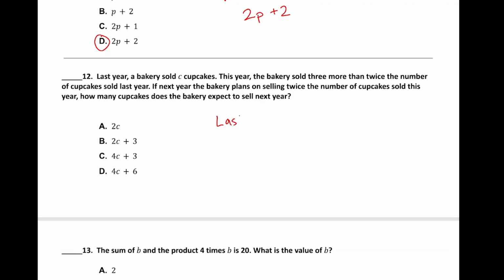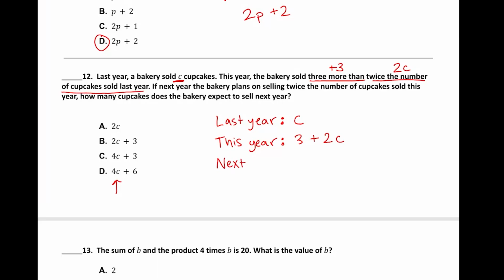So let's start with last year. It says last year a bakery sold C cupcakes. So last year was just plain old C. This year, it says they sold 3 more than, so this is going to be plus 3, twice the number of cupcakes they sold last year. That's 2 times C. C is the amount they sold last year. So we should have 3 plus 2C. You could also write this as 2C plus 3, and it would be more in standard form like your answer choices, but this is fine.